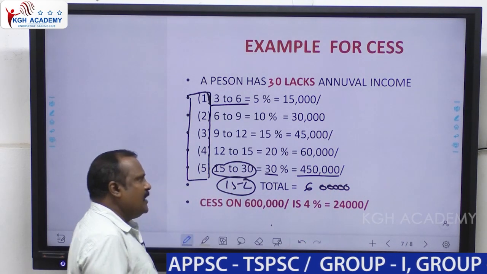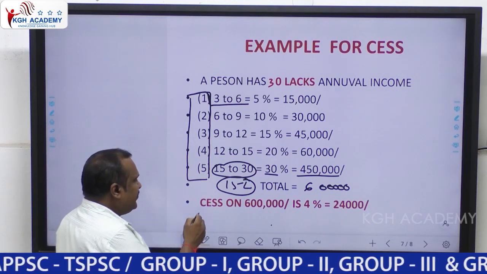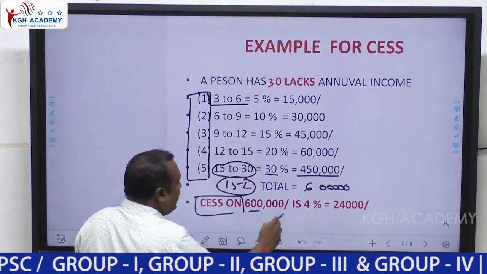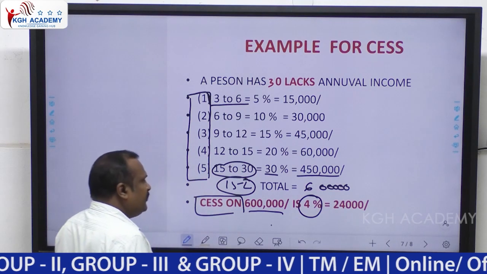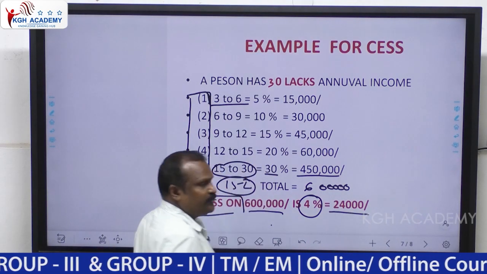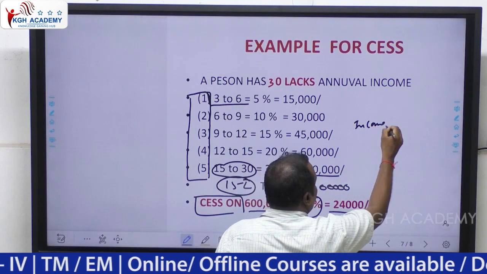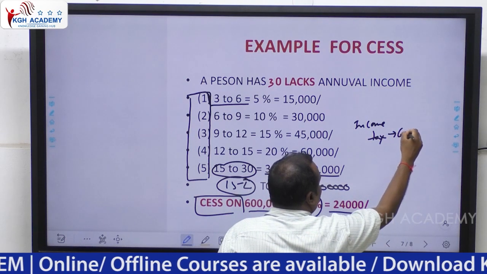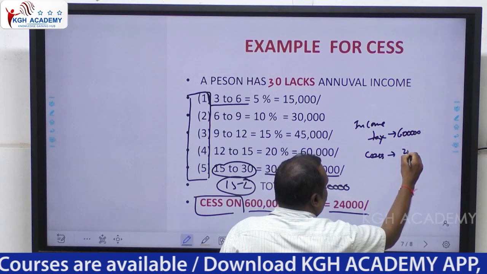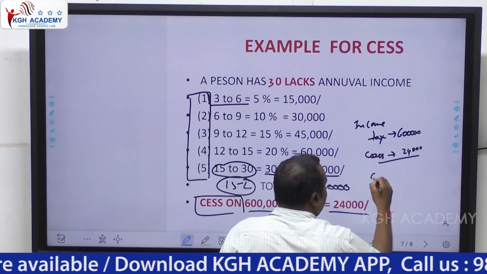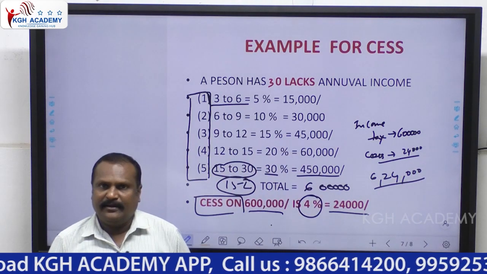6 lakhs. And for the 6 lakhs, again he has to pay the cess. The cess is 4%. So finally, for the 4% on the 6 lakhs, he has to pay 24,000. The principal income tax is 6 lakhs, and the cess is 24,000. Finally, 6 lakhs 24,000 should be paid to the government by the income taxpayer.